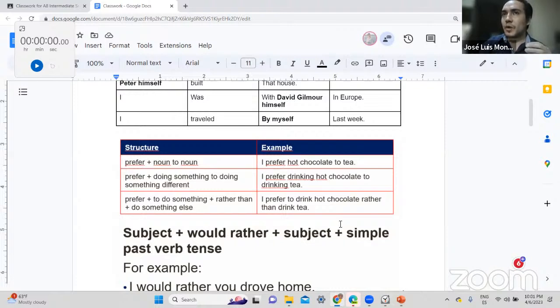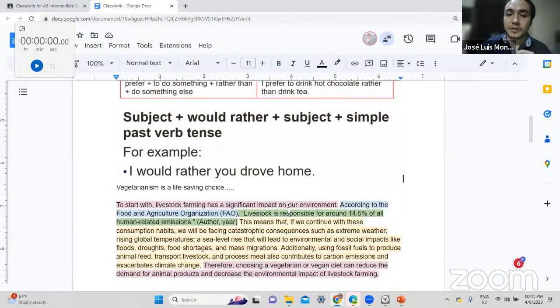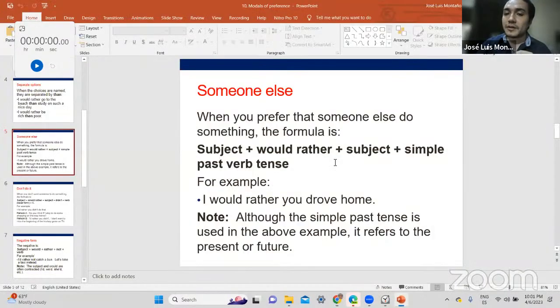If or when, or you give me the specific situation under which you would prefer the option that you don't usually pick. All right, that's going to be the logic. First, again, a list of things that you prefer, using these three structures: noun to noun, gerund to gerund, and infinitive rather than base form. So three like that, and then you can repeat one or two, and then you go to work with would rather or with would prefer.